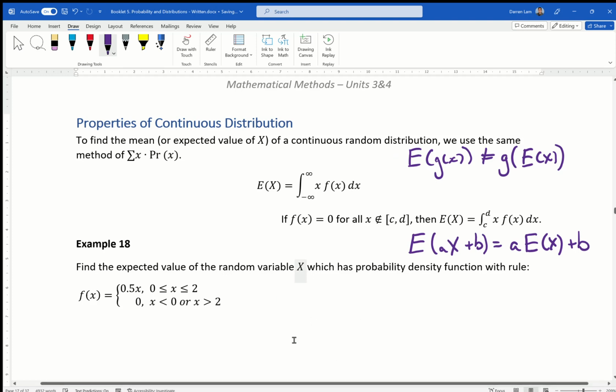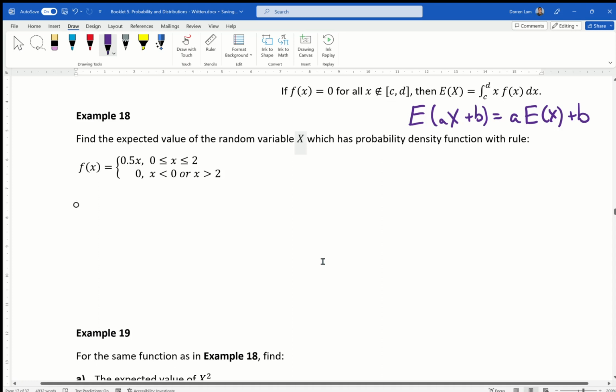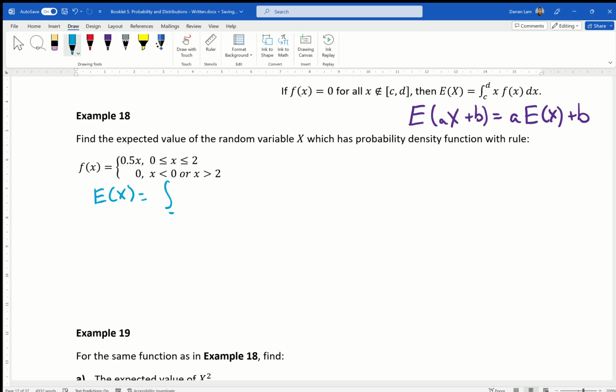Okay, let's look at our example. Find the expected value of the random variable X, which has a probability density function with the following rule. F of x is 0.5x from 0 to 2, we've already done this one. So the expected value of X is going to equal the integral from negative infinity to infinity of f of x multiplied by x. In this particular scenario, that equals the integral from 0 to 2 of x times 0.5x dx.